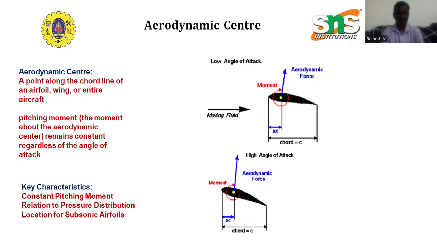With respect to wing design, the wing-mounted engines, control surfaces, and payloads must be placed considering the aerodynamic center to maintain balance and stability. Simplification analysis: using the aerodynamic center simplifies the calculation of moments, as it eliminates the need to account for the varying pitching moment due to the angle of attack.